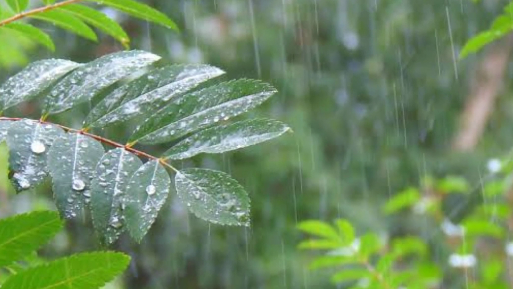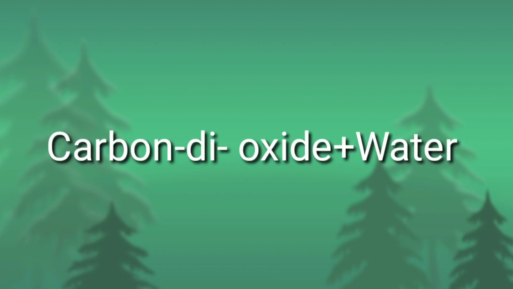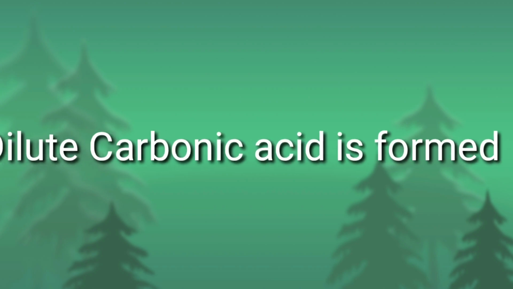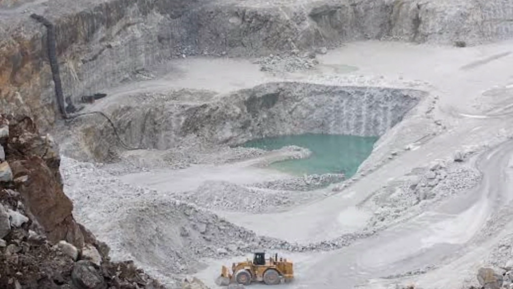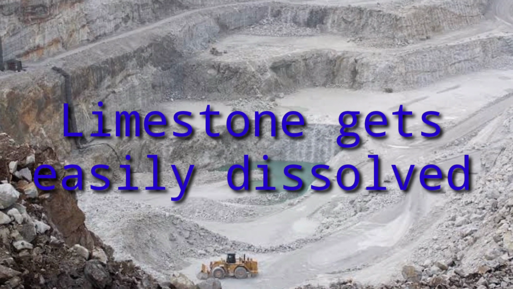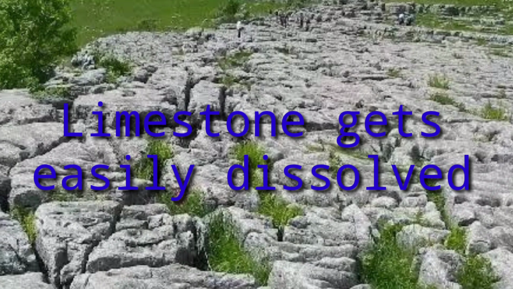The first process under chemical weathering is carbonation. The rainwater travels through the atmosphere before reaching the ground. In this process, carbon dioxide present in the air gets mixed in the water. Due to this process, dilute carbonic acid gets formed. In this carbonic acid, rocks like limestone get easily dissolved. This is an example of chemical weathering.